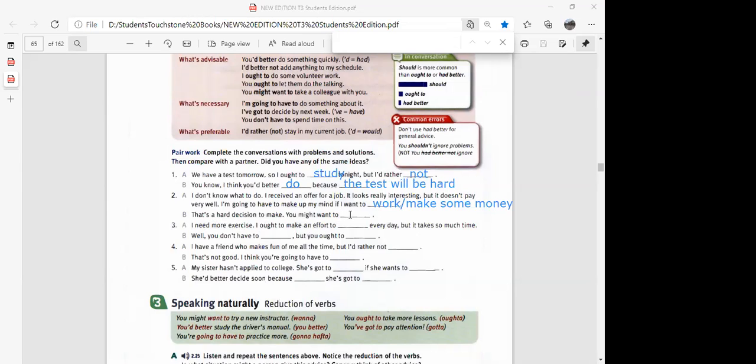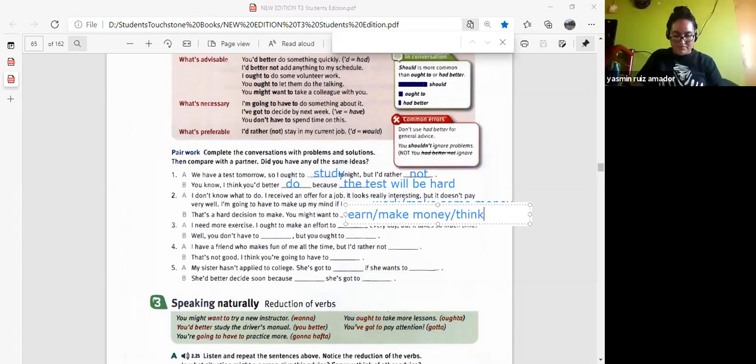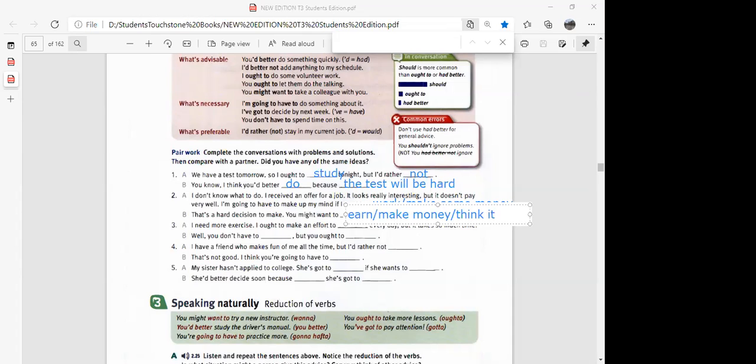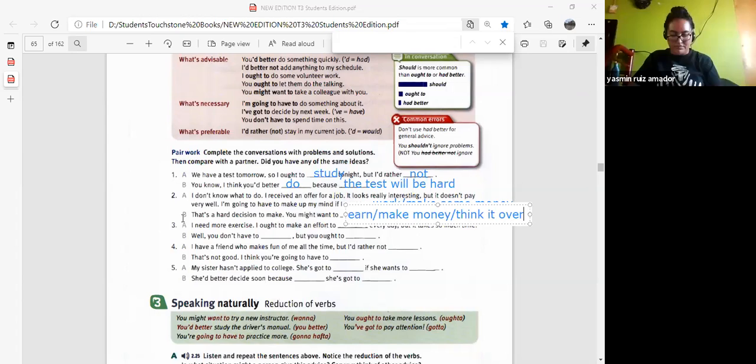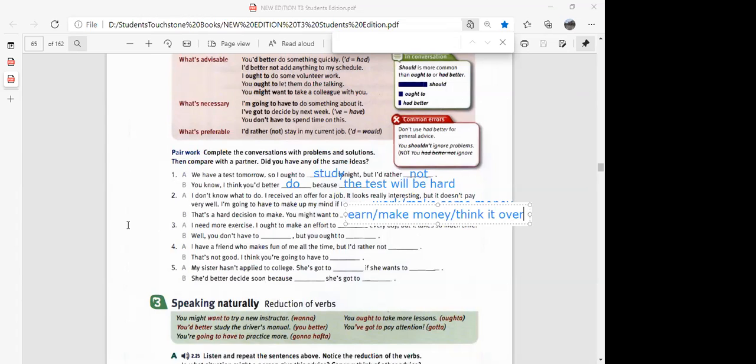What verb would you use here? So it could be earn more money. If you want to earn or make more money. Or maybe you can say, you might want to think it over, right? Think over is when you really have the time to think and think and think about that project.